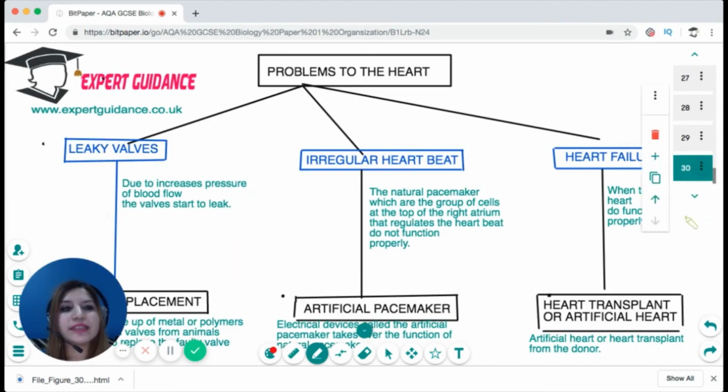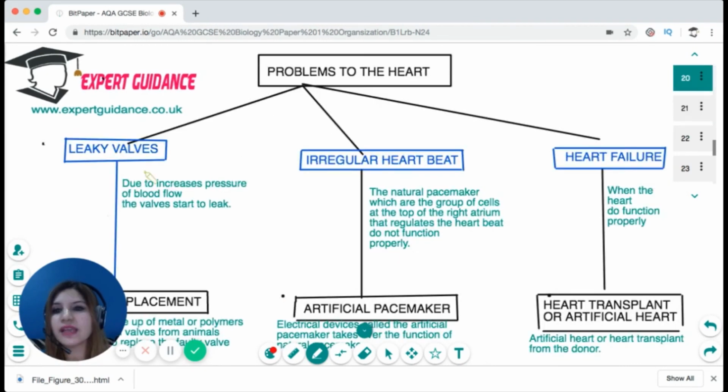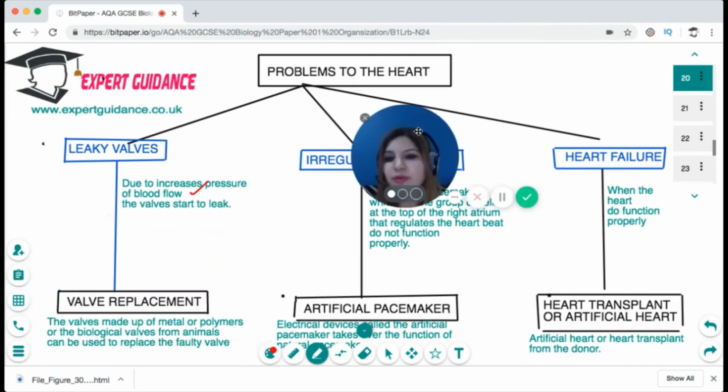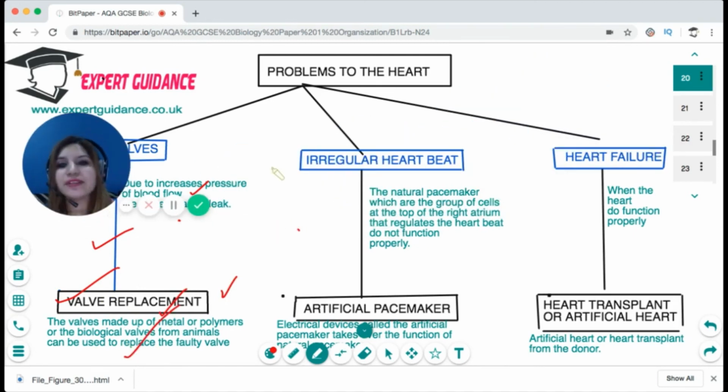A person can have leaky valves, maybe because the blood flows at a very high pressure over time, so the person can develop leaky valves. Due to increased pressure of blood flow, the valve starts to leak. For that, we have valve replacement, where valves made of metals or polymers are placed, or biological valves from animals can be used. At times, the person gets an irregular heartbeat.